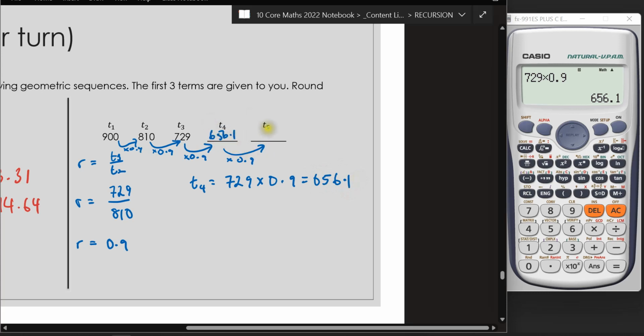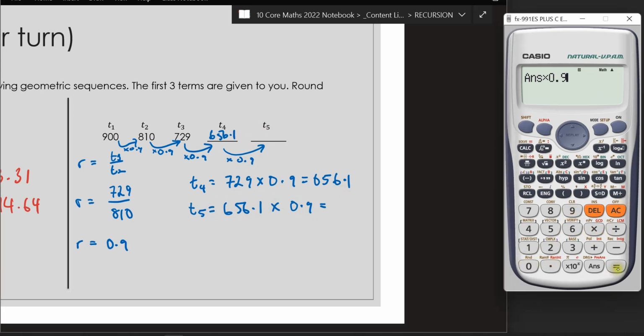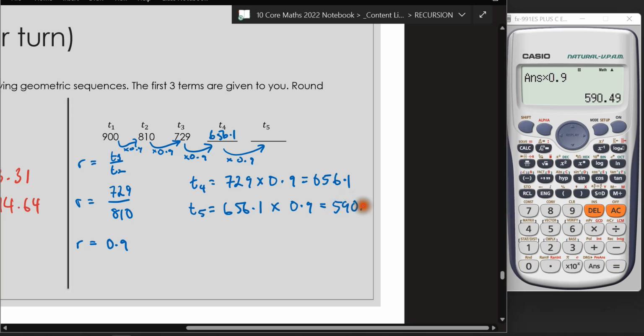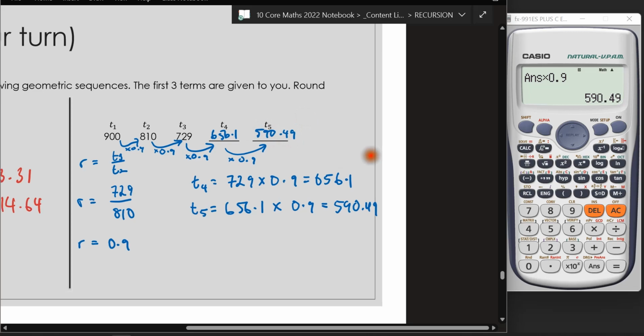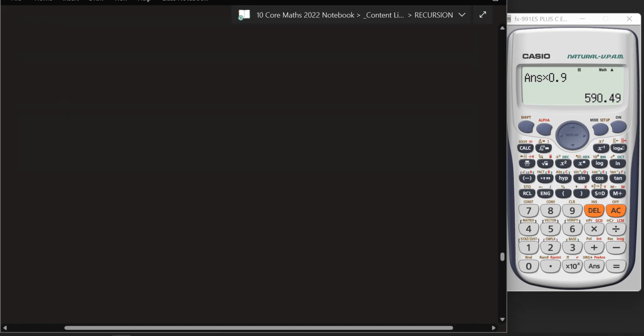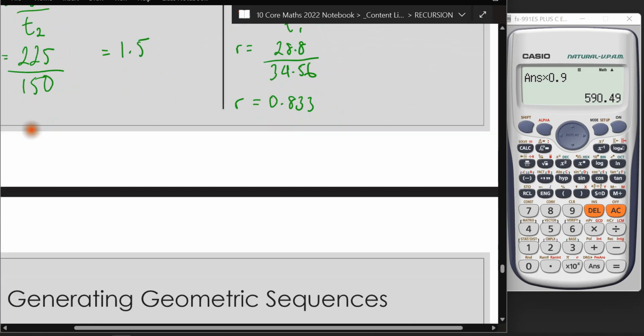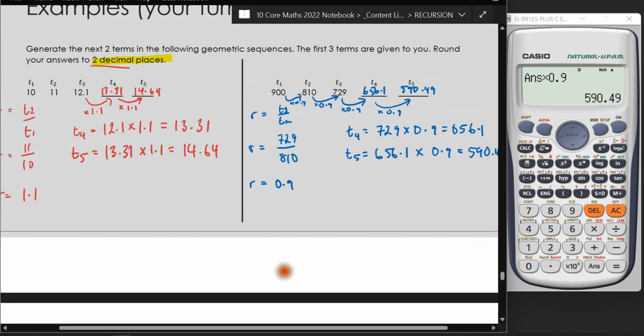And then to go from T4 to T5, I'm again multiplying by 0.9. So T5 should be 656.1 multiplied by 0.9, so that should be 590.49. Again, make sure that you round your answers to, as it says here, 2 decimals. So just watch out for that in the SAC as well, when you do these questions. Make sure you're rounding your answers to the decimals that it's stating.